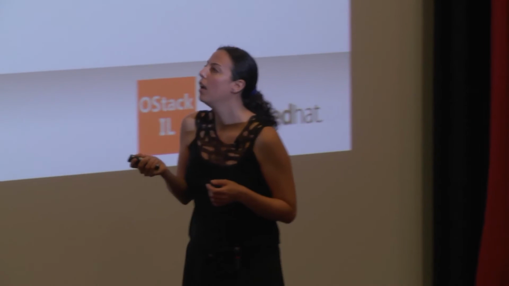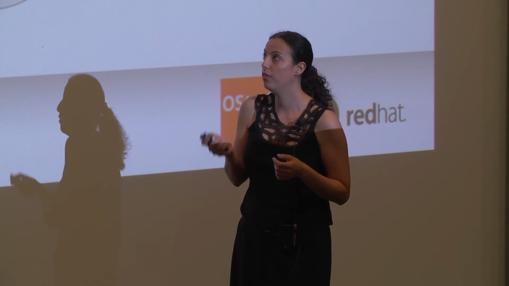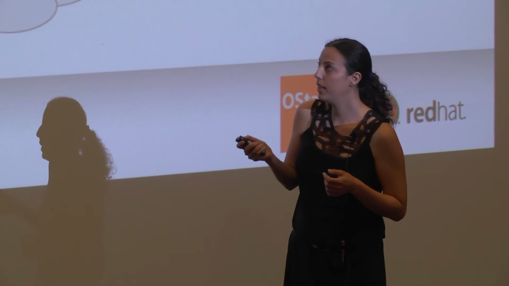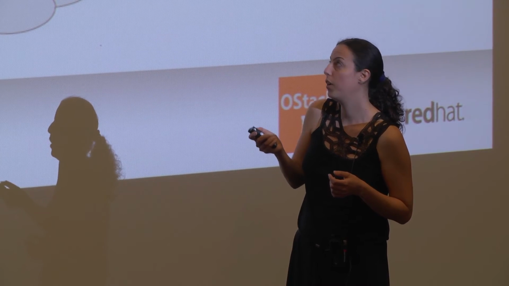Okay, so the third one is the network node, and this is the complicated one, and we're going to go over all the services in that node. We have the DHCP, the metadata, the OVS, and the L3 layer.